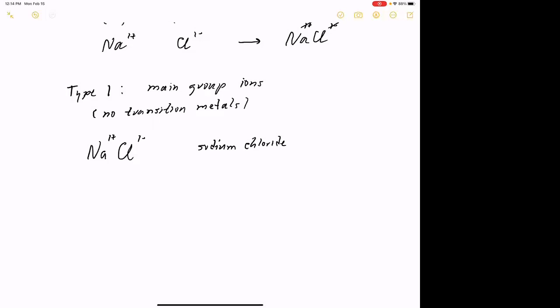All right, so how did we name this thing? Well, if you take this back to a simple set of rules we could follow, we took the metal element or ion name. That's where the sodium comes from. I'm just going to put ion in here because the metal ion name is the same as the element name.